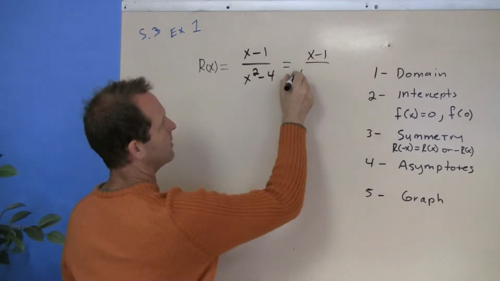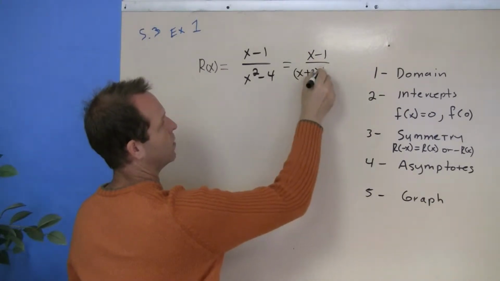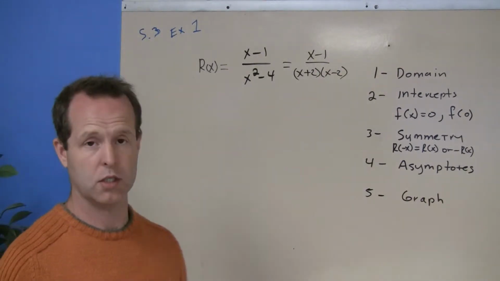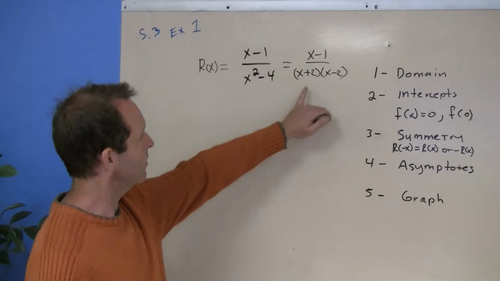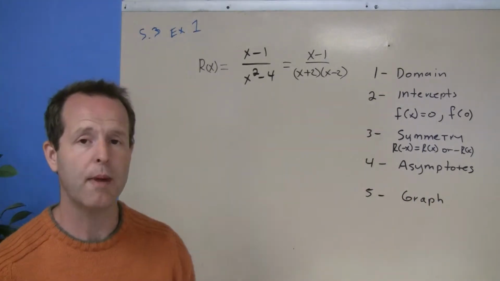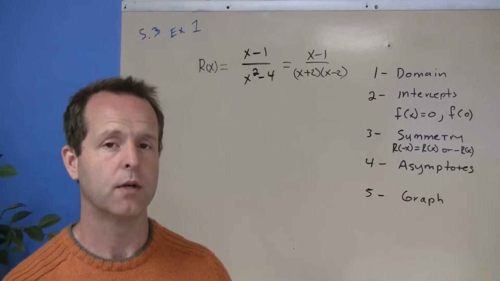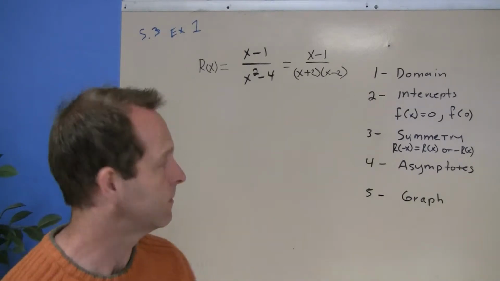The first thing I might do is factor it down so I can see what the rational expression looks like. Here, once I've factored it down, I can determine that my domain is restricted. X cannot equal 2 or negative 2. And so that's important when I'm drawing my graph.